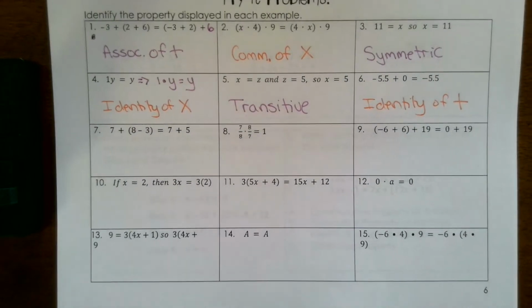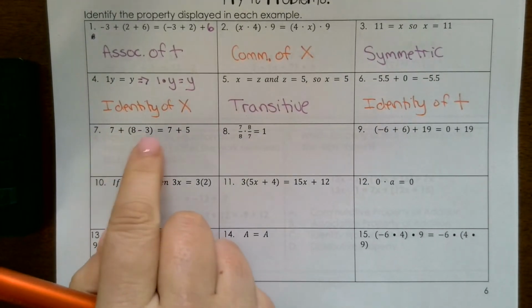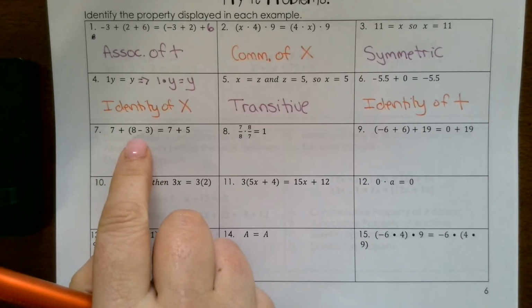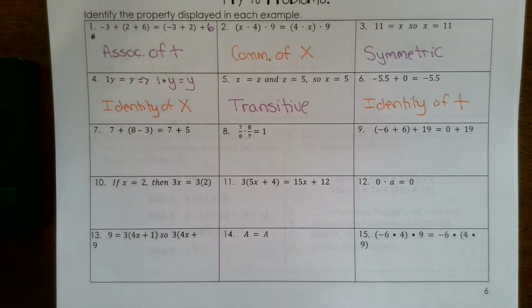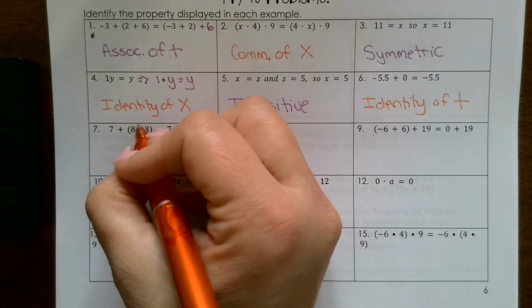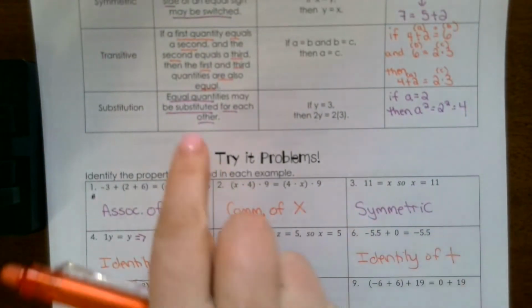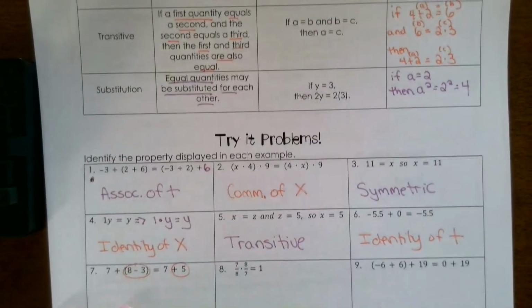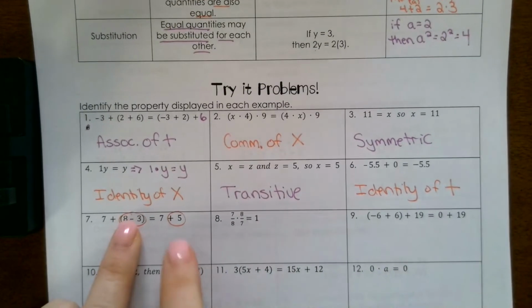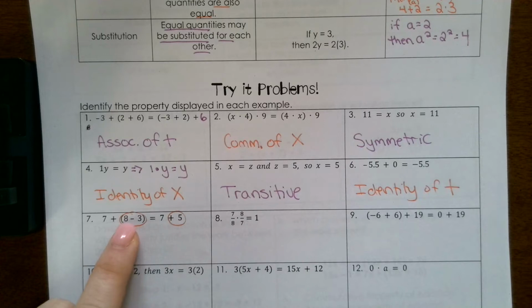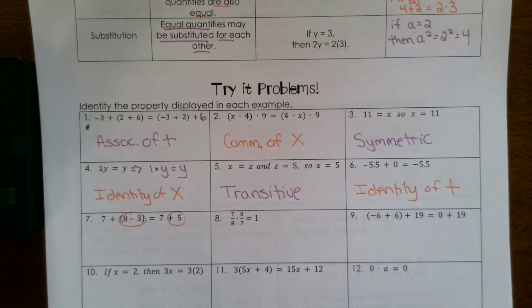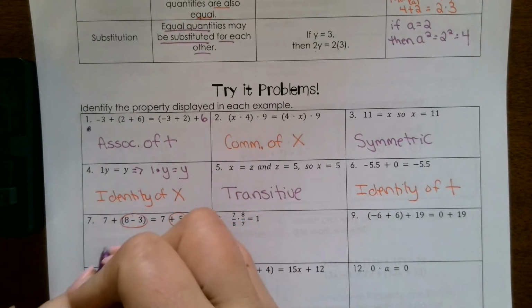Let's take a look at number 7. 7 plus (8 minus 3) equals 7 plus 5. The only change is that instead of 8 minus 3, I have a 5. That's substitution. Equal quantities may be substituted for each other. 8 minus 3 is equal to 5, so I substituted 8 minus 3 with the 5. So we've got substitution.